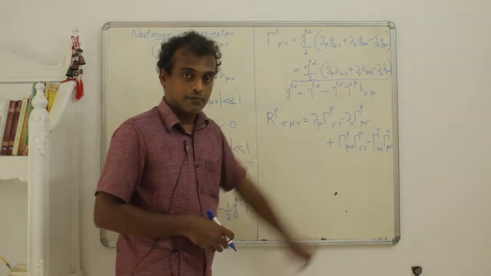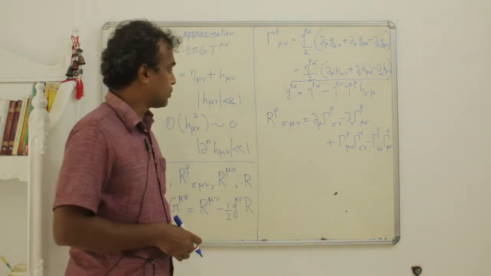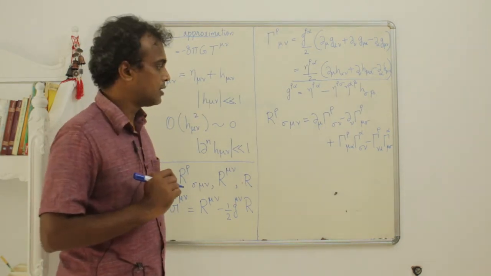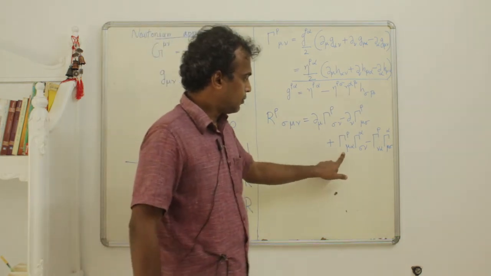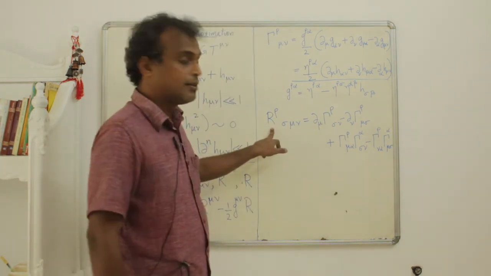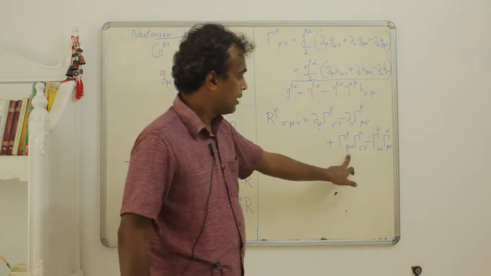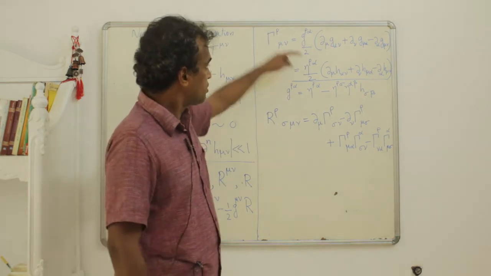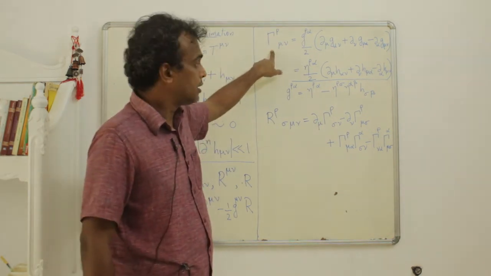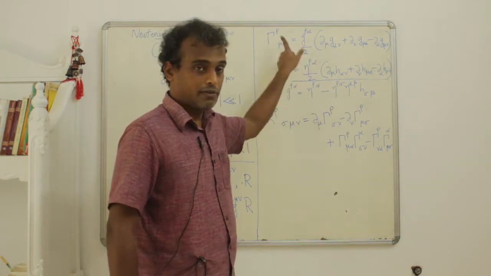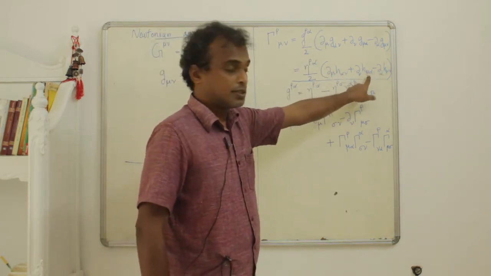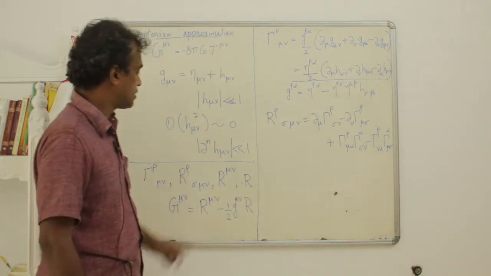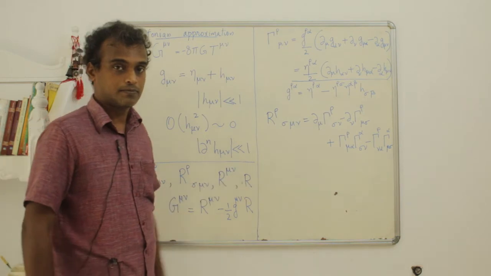Coming to the computation of such a Riemann tensor component for a metric of this form, we must first notice that the third and fourth terms in the Riemann tensor have two factors of the Christoffel symbol. In the previous step, we had computed the Christoffel symbol component, and we observed that every one of those components is proportional to a factor of derivative of h, which is a number much smaller than 1.